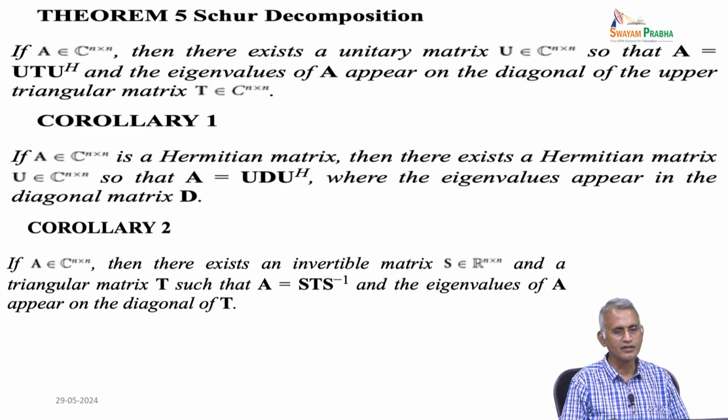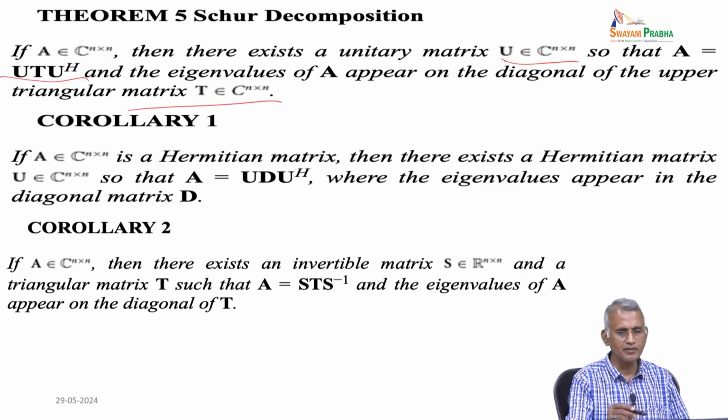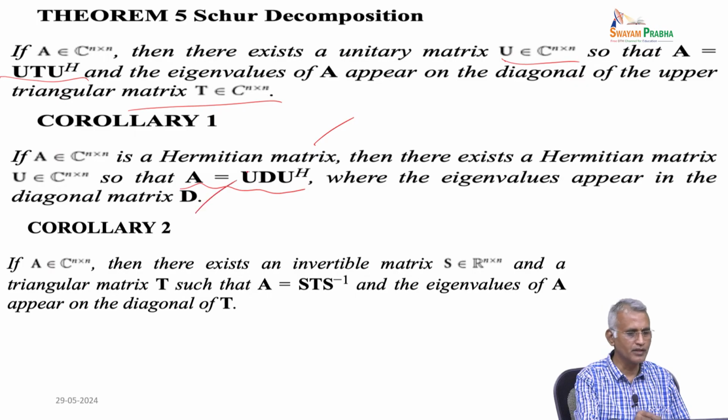Now, we have the Schur decomposition. Let A belong to C of N cross N matrices. There exists a unitary matrix U in N cross N matrices, so A can be written as U T U H, and the eigenvalues of A appear on the diagonal of the upper triangular matrix T. According to the corollary, if A belongs to N cross N Hermitian matrices, then there exists a unitary matrix U in C of N cross N, so A equal to U D U H, where the eigenvalues appear in the diagonal matrix D.